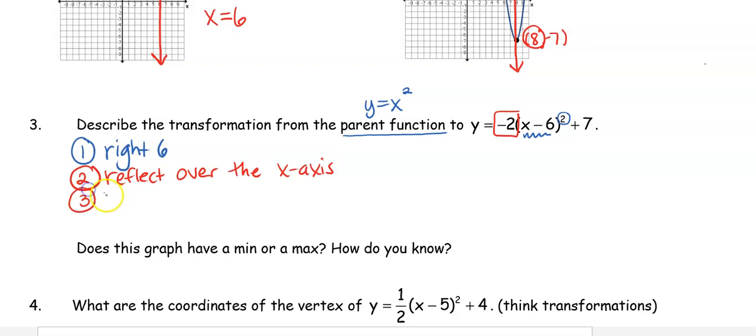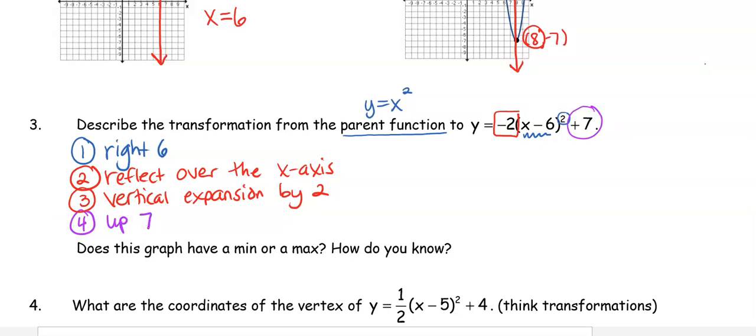And the 2 tells me that I have a vertical expansion or stretch by 2. So again, for those 2 steps, it doesn't matter the order because they all come from that same term. And then our last one, adding the 7 to the outside, is going to make us go up 7.